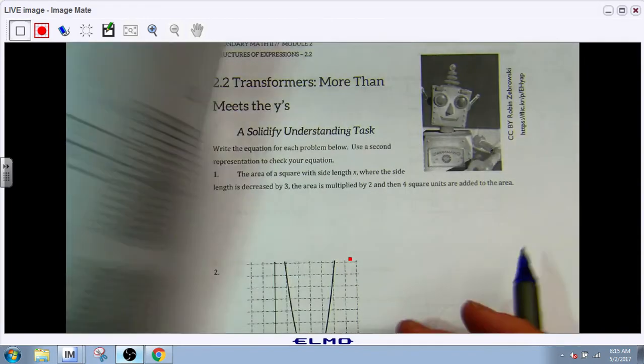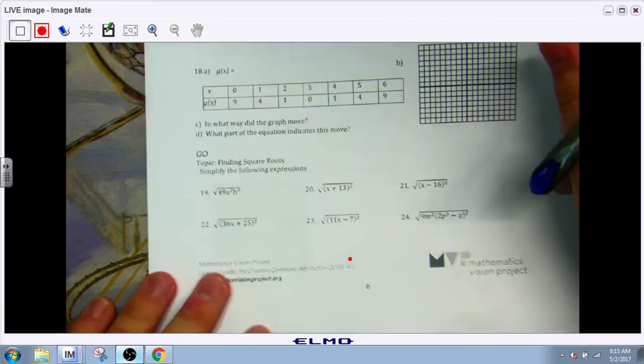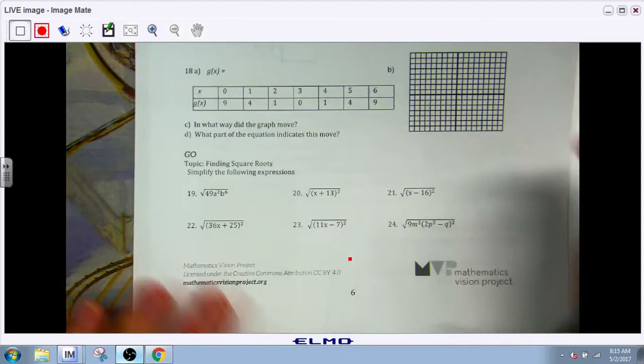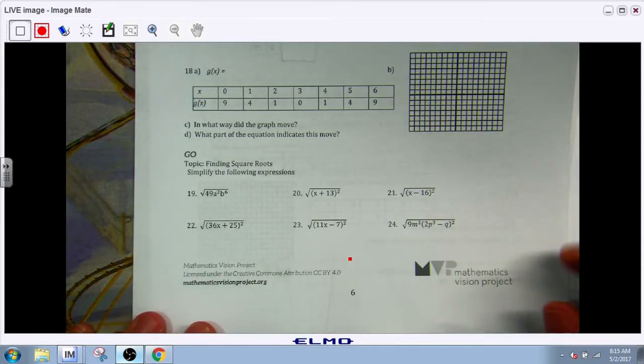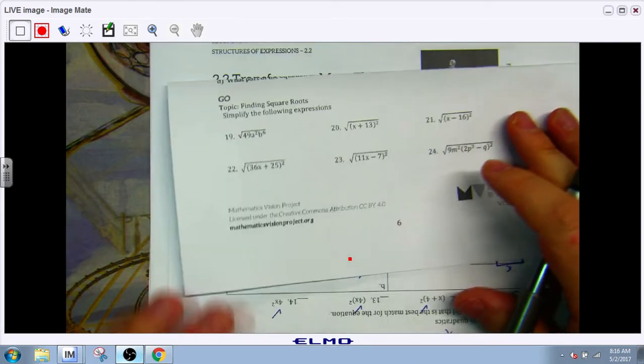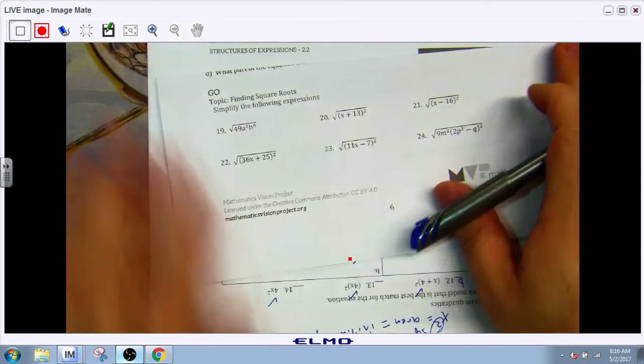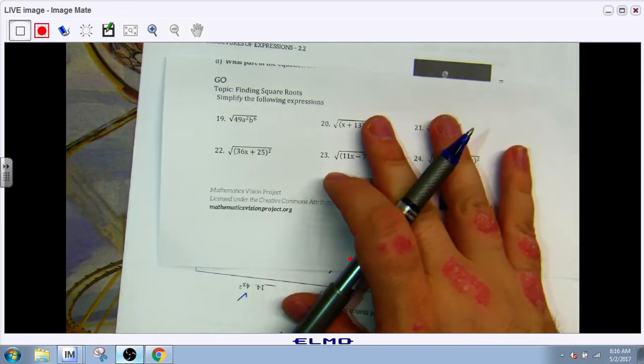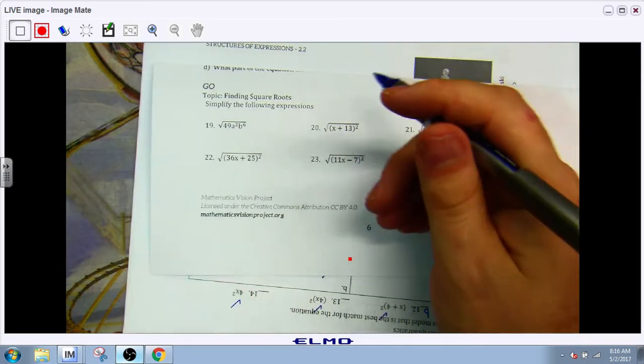Next. Go. Ooh, finding square roots. So this one's fun. I think it's fun. I'm getting a dirty look from a student that's working in here when I said that.